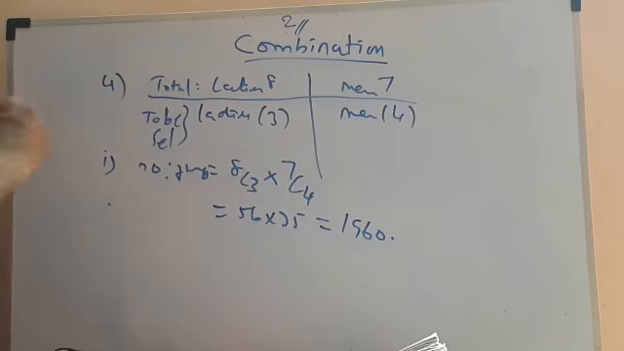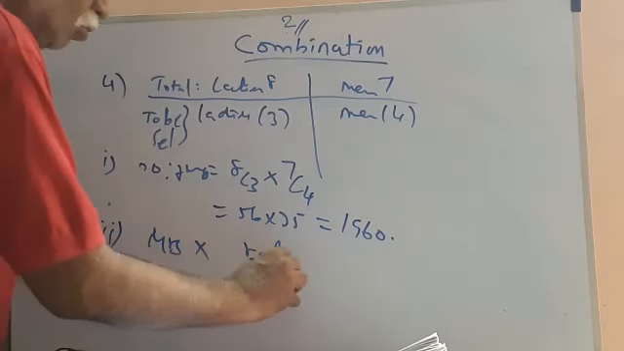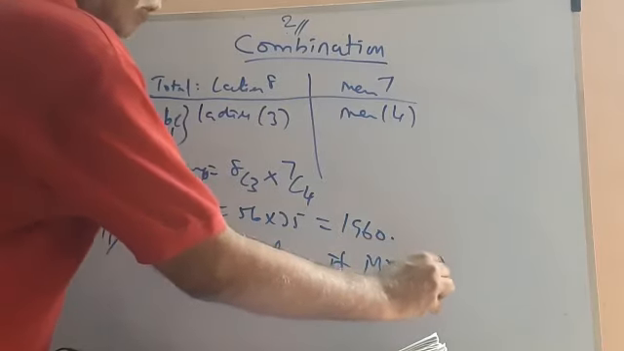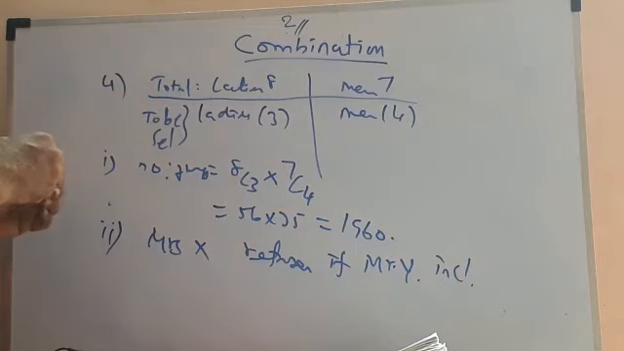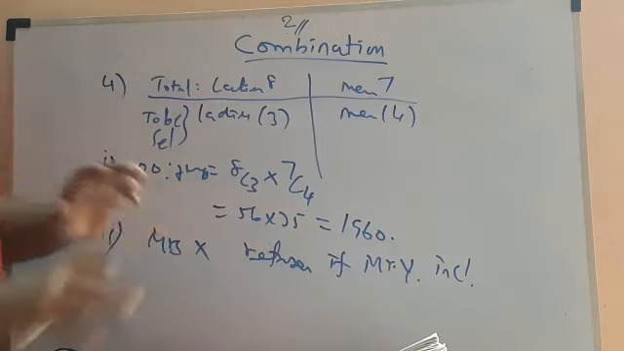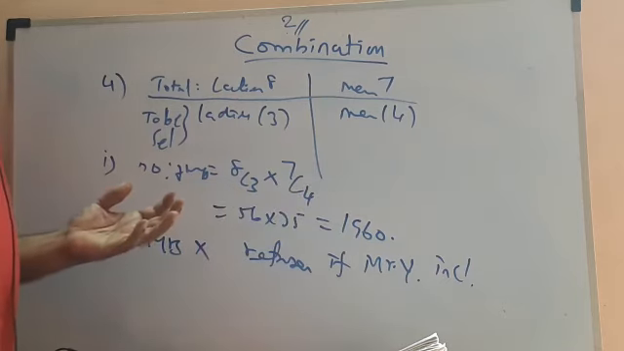And the second part of the question is something very interesting. Here, Mrs. X refuses to work if Mr. Y is included. Now, I have to find the number of possible committees of 3 ladies and 4 men, but with the condition that X and Y both are not in the committee together. So how can we find out the number of ways?